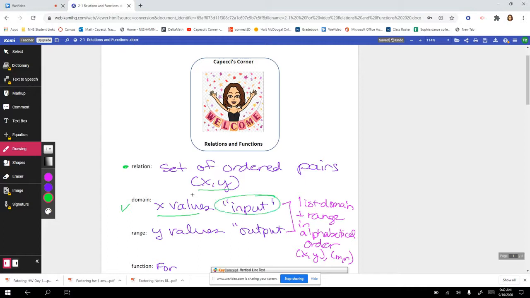When we look at domain, they are the X values. We call them our input. Our Y values are called our output. Now, if you get confused, I'd like to try to remember things a certain way. So X and Y, if you were to put them alphabetically, X comes first. So domain also comes before range in the alphabet. So if you're not sure about that, that's an easy way to remember.